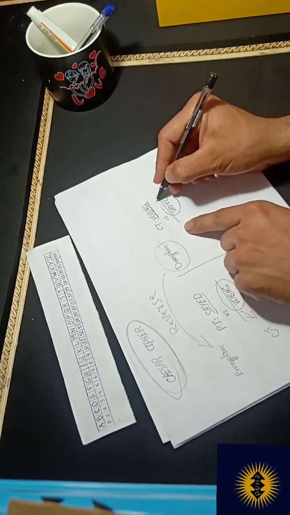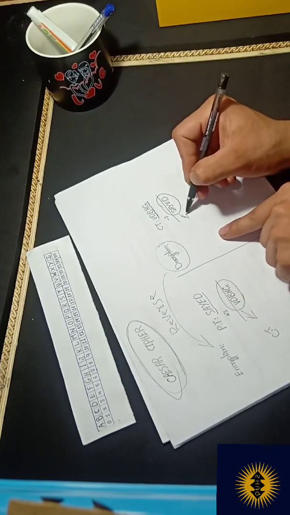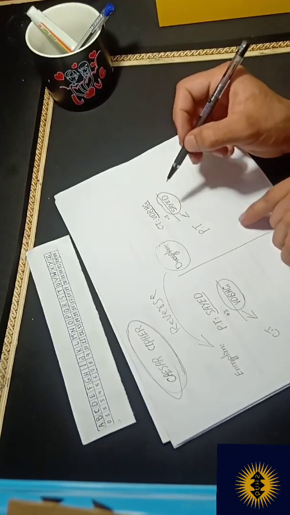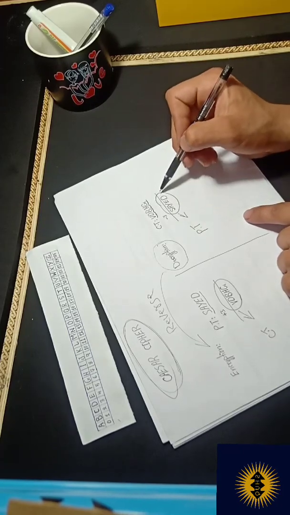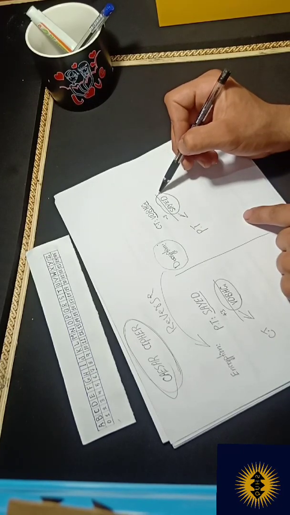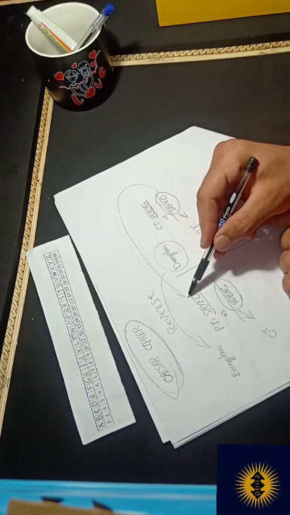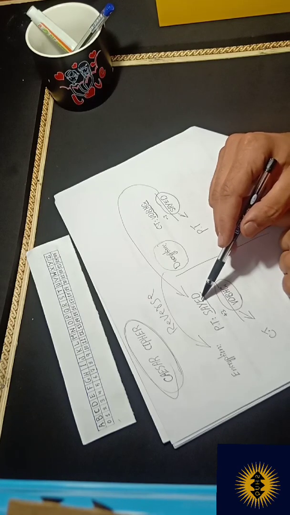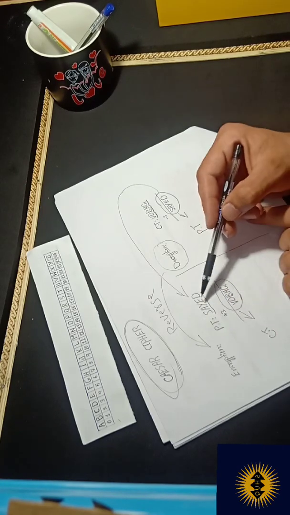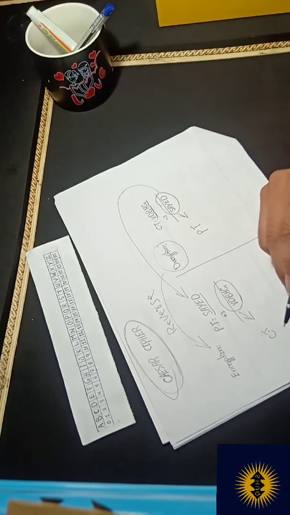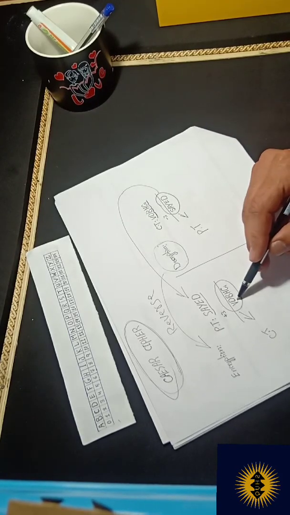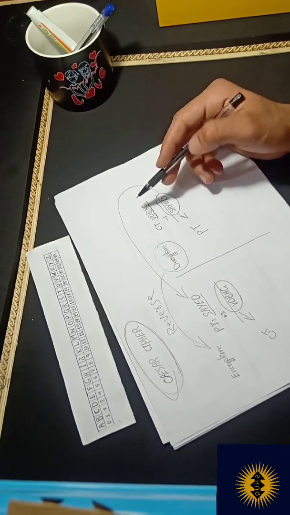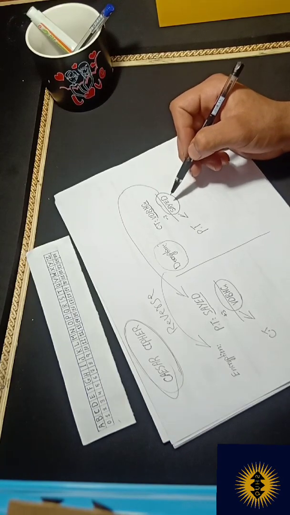Now this text is called plain text. As you can see, we succeeded in getting back our plain text. This was our plain text, Sayyid. We did encryption and got our cipher text like this. After that we did decryption, and in decryption we got back our plain text.